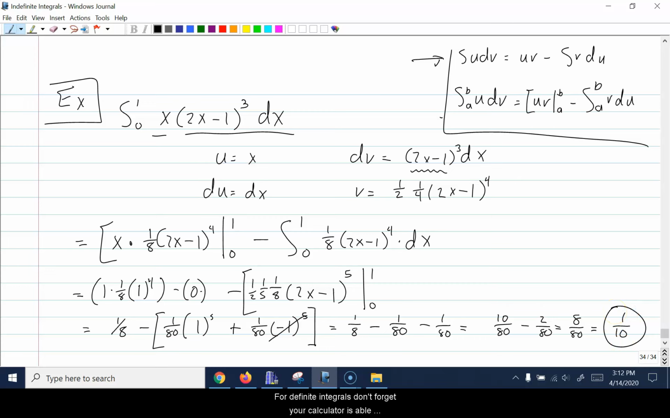For definite integrals, don't forget your calculator is able to give you digits on this. It's pretty easy to confirm that those digits are 1/10. Don't fool yourself into thinking that plugging this into your calculator and getting those digits is going to be good enough for the exam. The exam is about, have you learned this integration by parts stuff, even when your answer is just a number. There's an integral by parts with the bounds of integration.